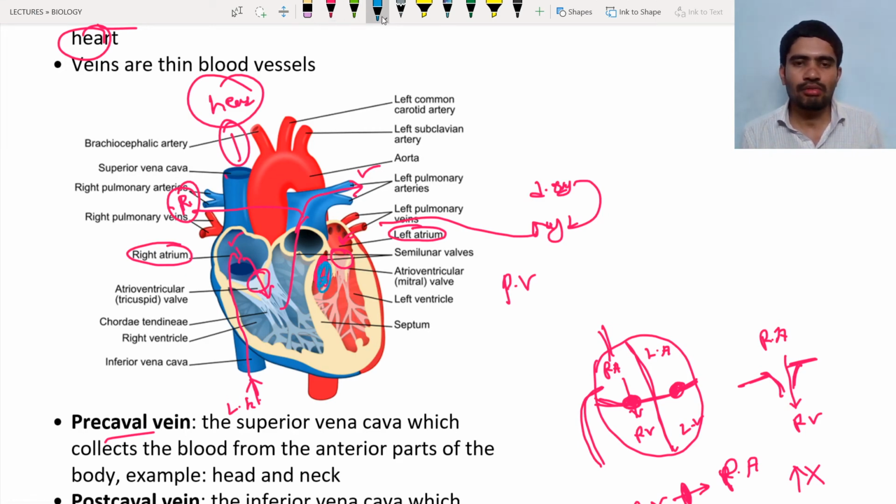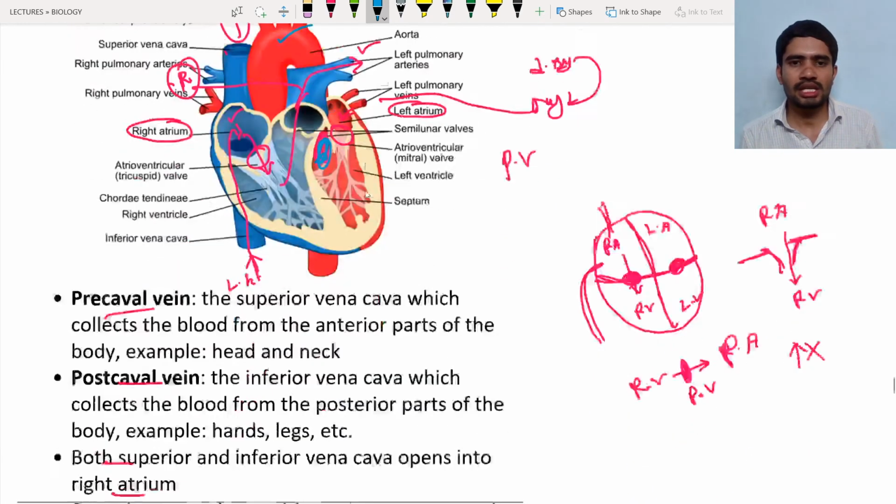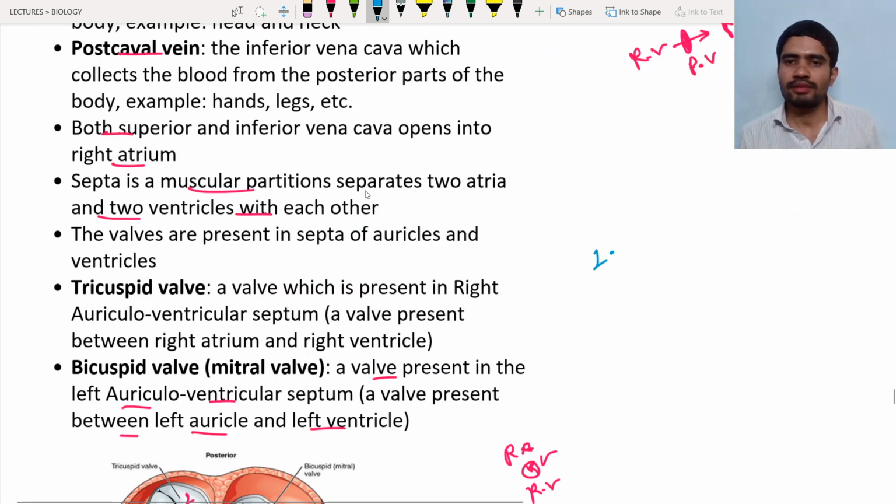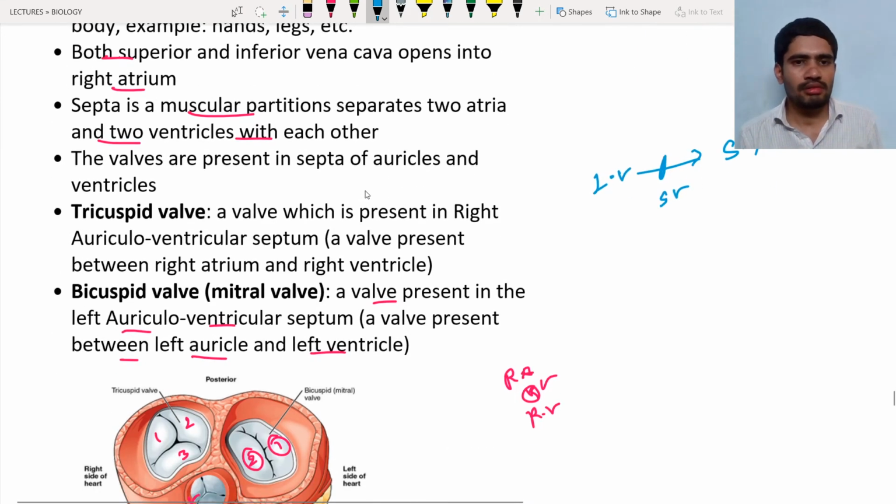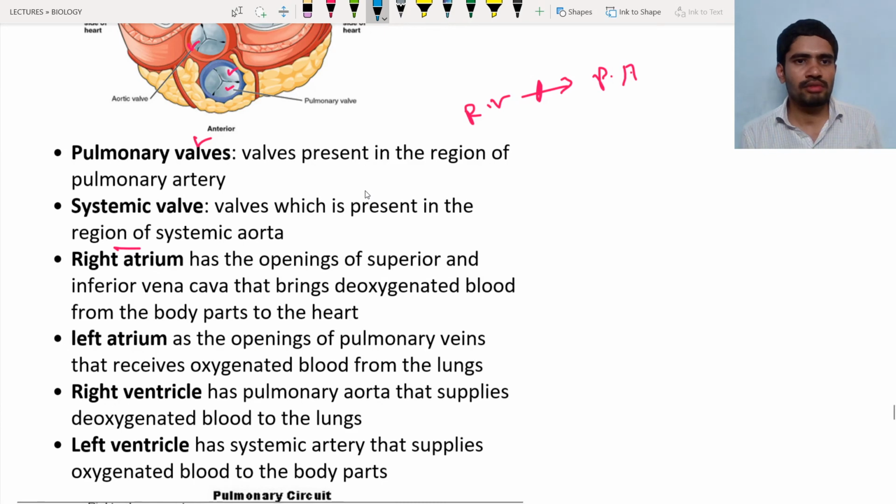Okay. So the systemic valve helps in the flow of blood from the left ventricle to the systemic aorta. So from the left ventricle to the systemic aorta, this valve allows the flow. Here also you can see the left ventricle to the systemic aorta. That valve is known as the systemic valve. This valve is also only one way. It allows blood only from the left ventricle to the systemic aorta, but not in the opposite direction. Okay. So the tricuspid and bicuspid valves are over, the pulmonary valve is over, the systemic valve is over.